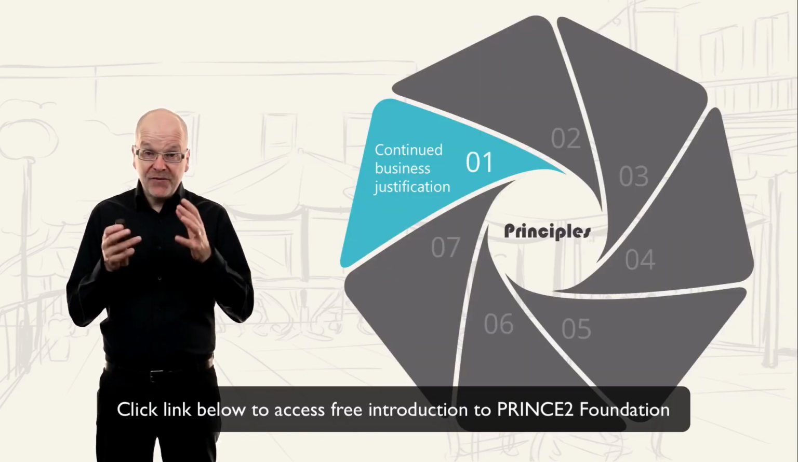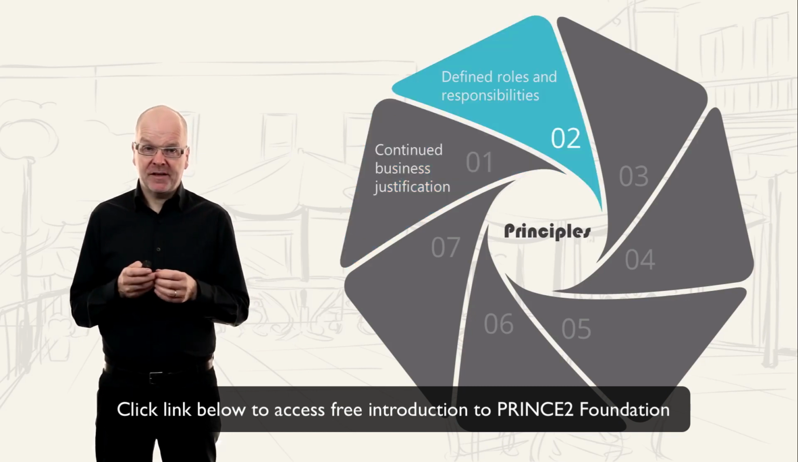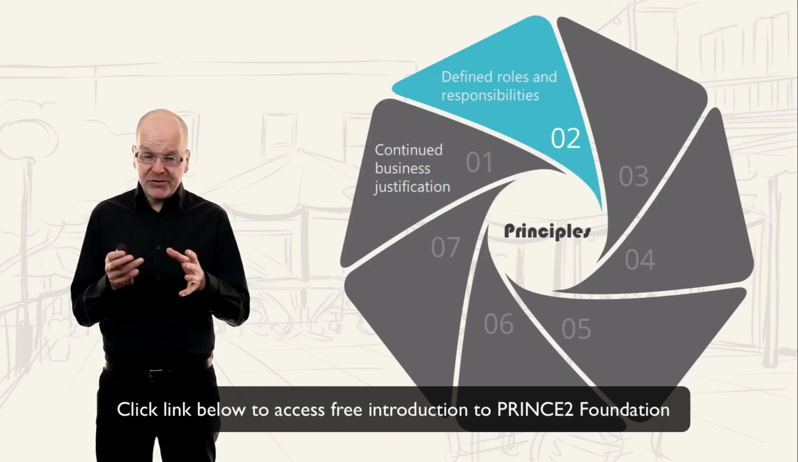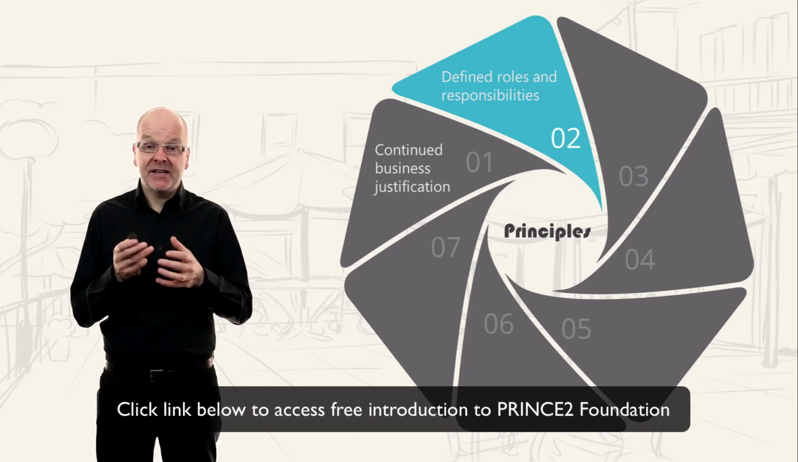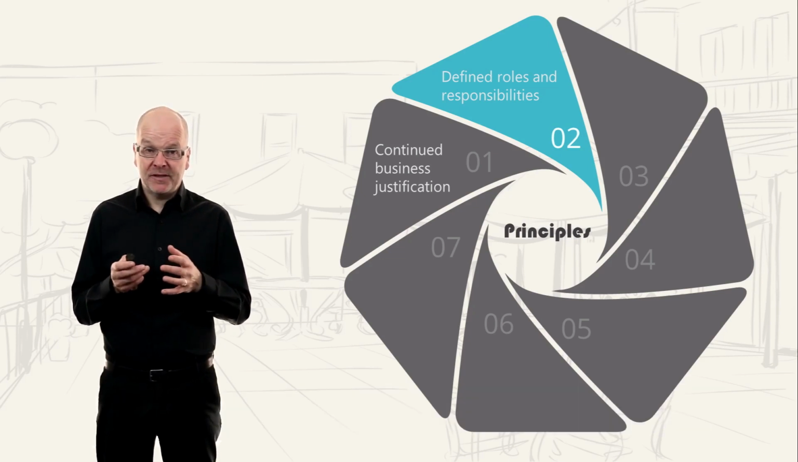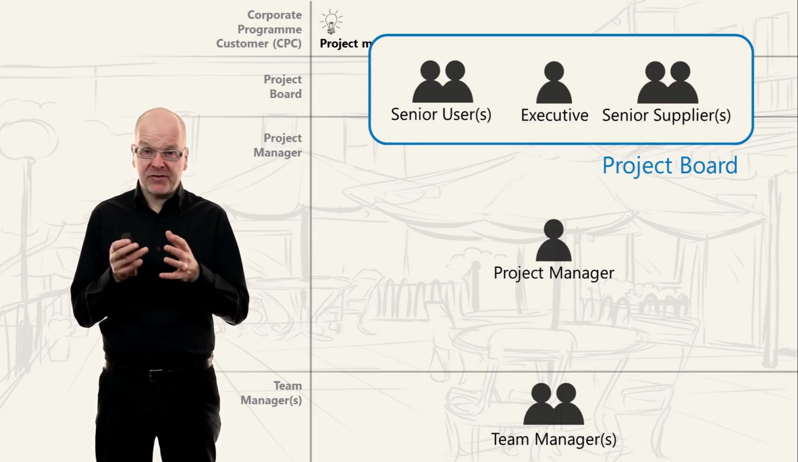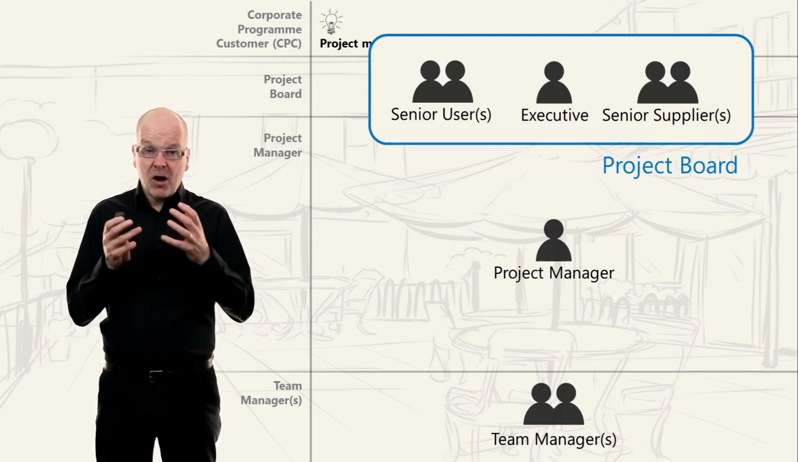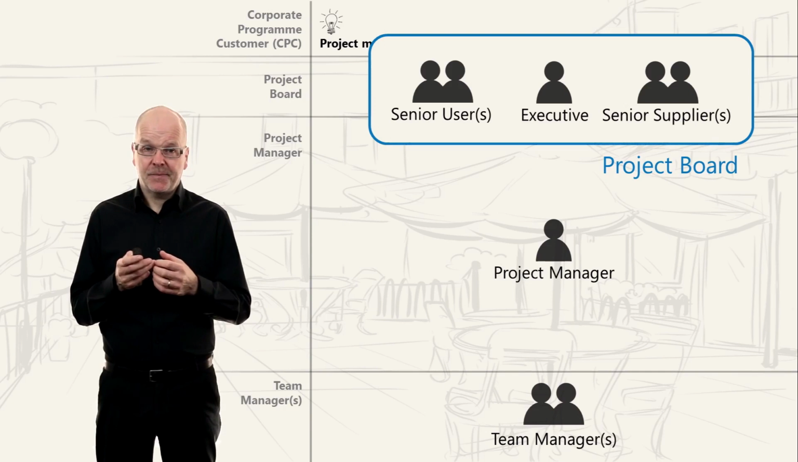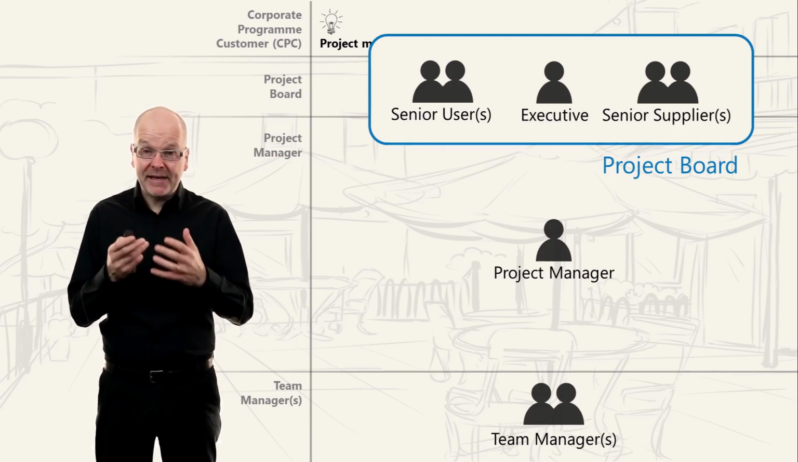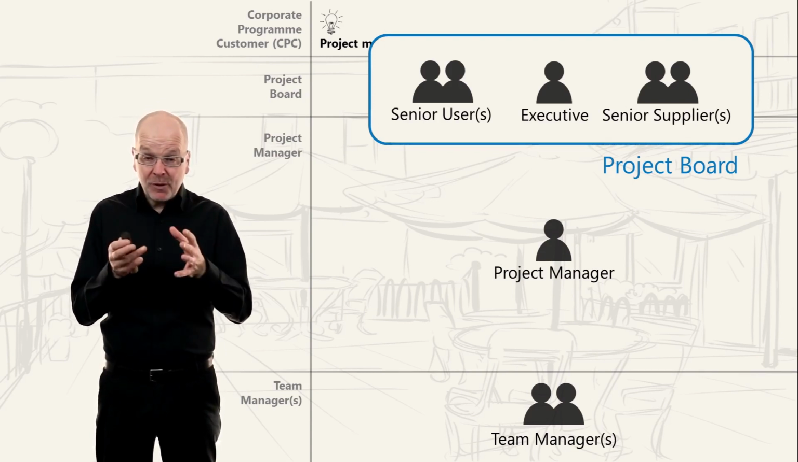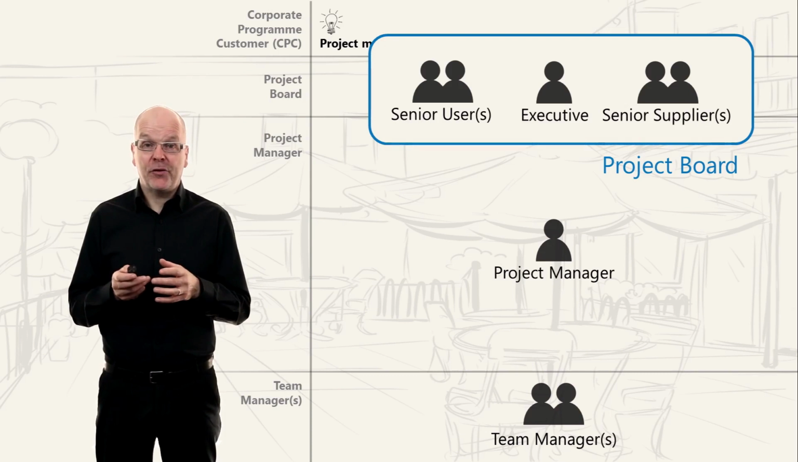Principle 2, defined roles and responsibilities. A PRINCE2 project should have defined and agreed roles and responsibilities. Also, business, user and supplier interests must be represented. Otherwise, this will lead to trouble. People also need to know what they should be doing and what they can expect from others. And this will make life very easy for the project manager.